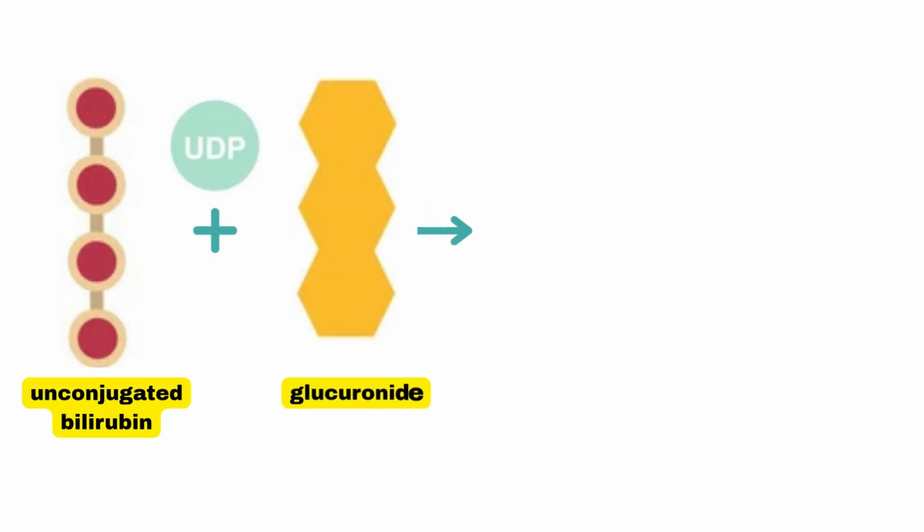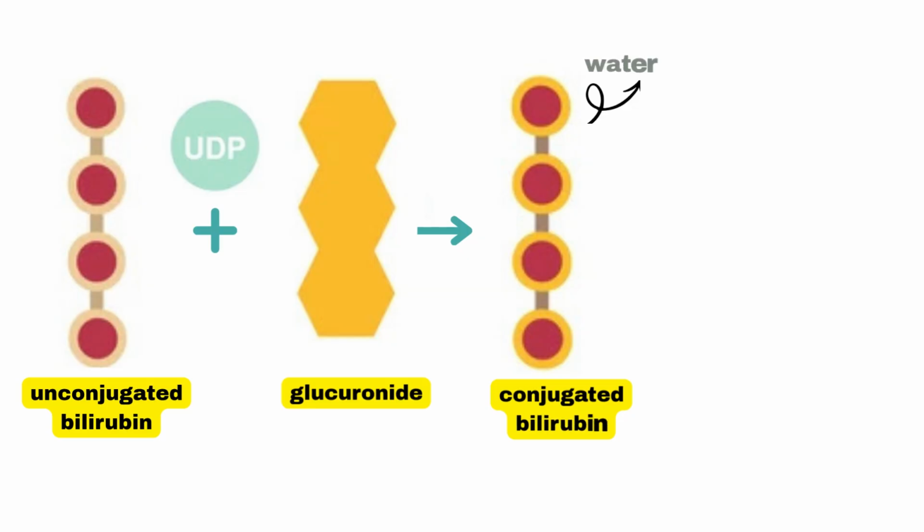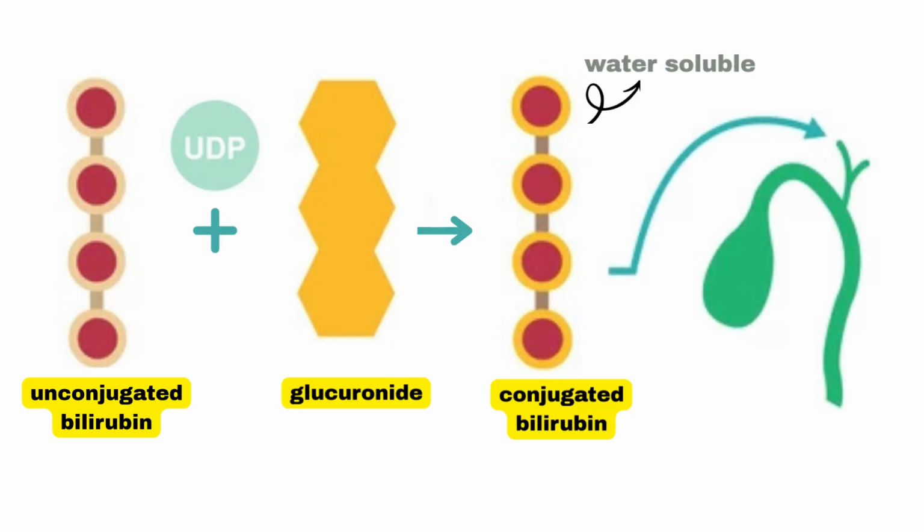Inside the liver cells, this indirect bilirubin gets conjugated with glucuronic acid to form direct bilirubin, which is water soluble. This direct bilirubin is excreted into bile, enters the intestine, and is finally eliminated. And this is normal bilirubin metabolism.